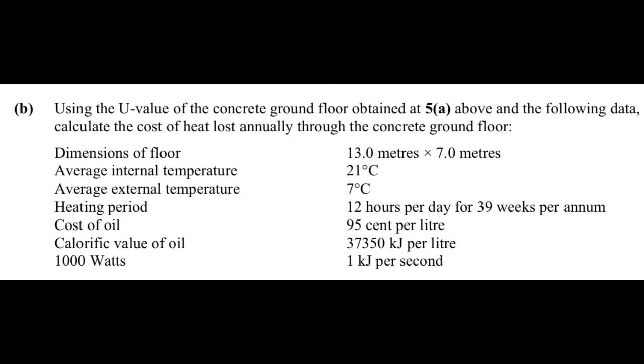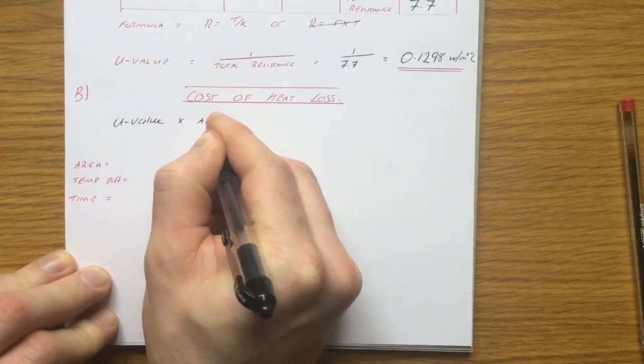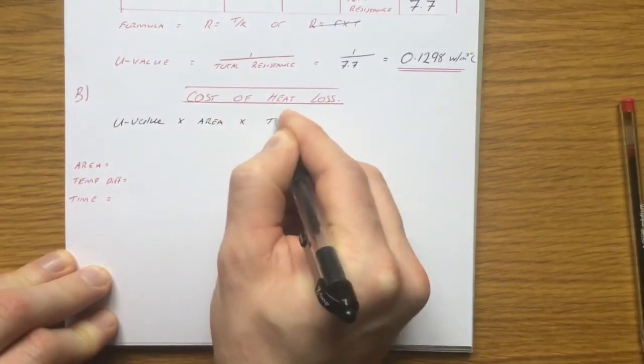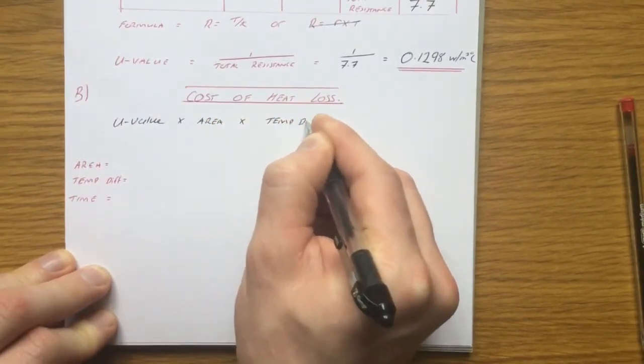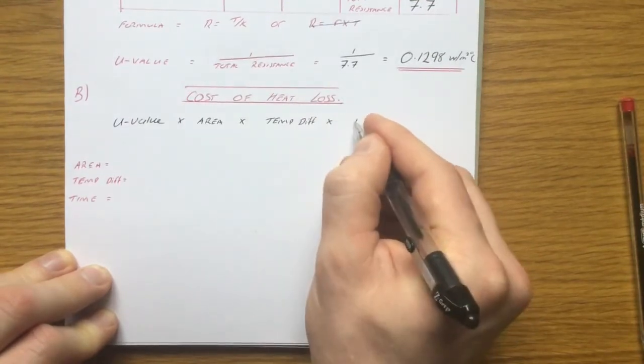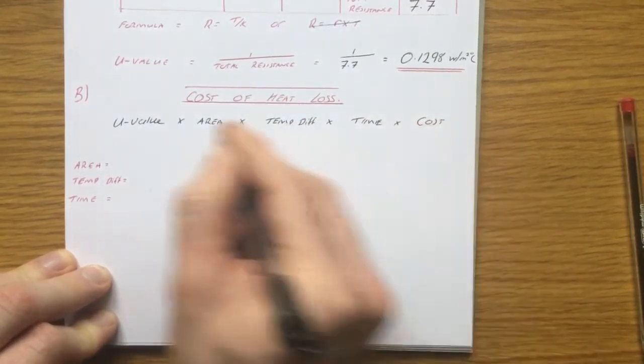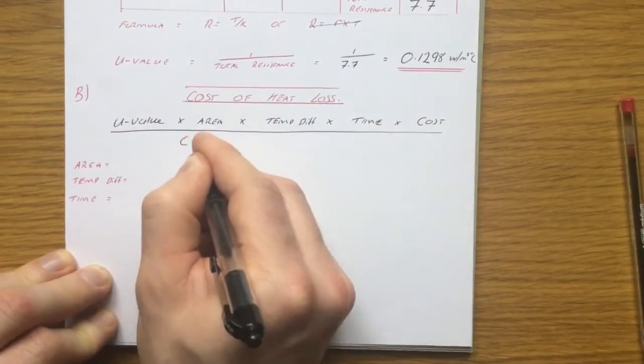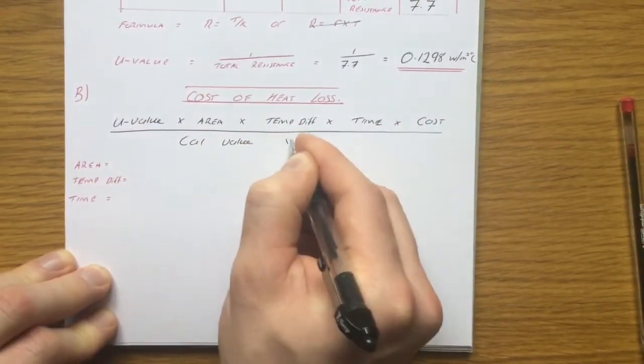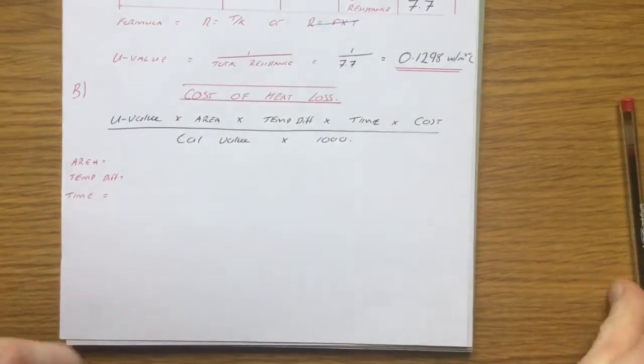Part B of this question asks me to calculate the cost of heat loss with this floor. I start by writing my shortened formula, which I must know for the exam, which is U-value multiplied by area, multiplied by the temperature difference between inside and outside, multiplied by the time in seconds that the heat is on for, multiplied by cost, divided by the calorific value of oil, which is the energy of oil, multiplied by 1000.